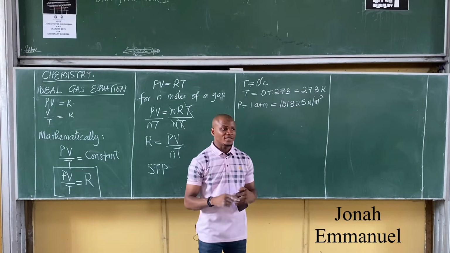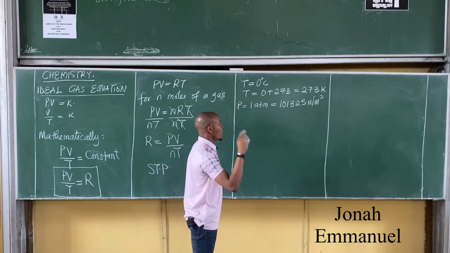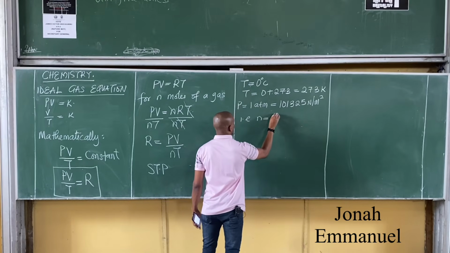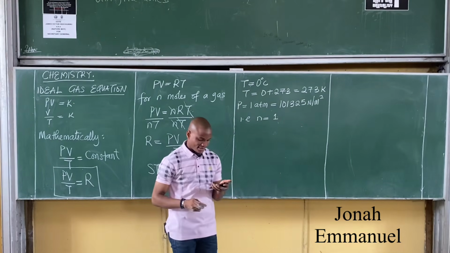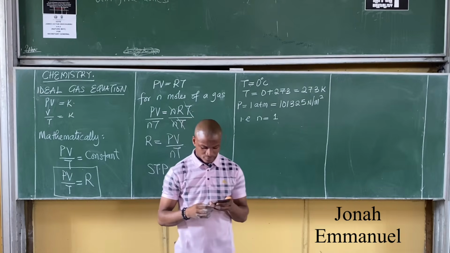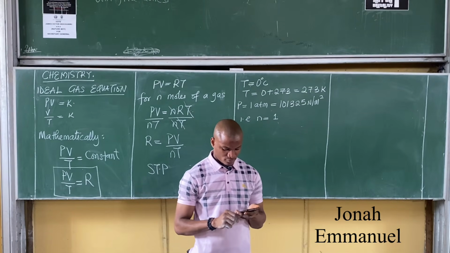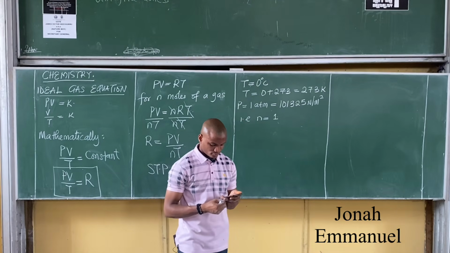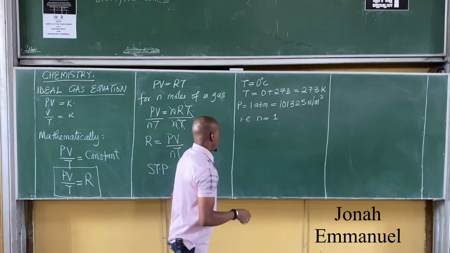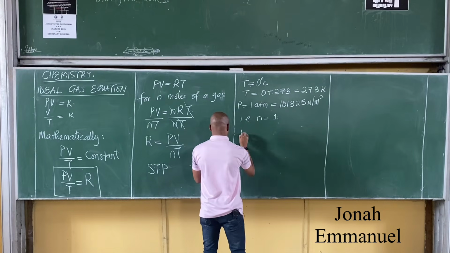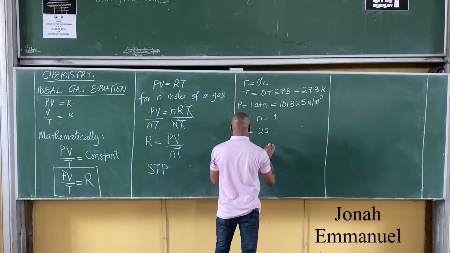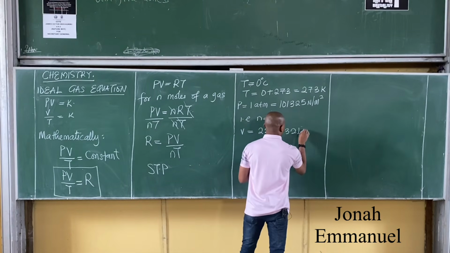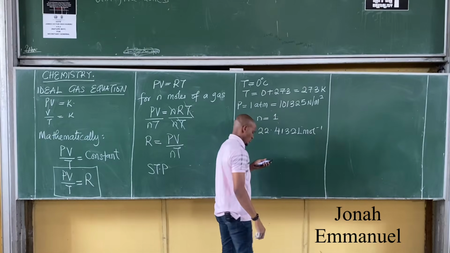Also, for 1 mole of a gas, that is n equal to 1, the volume V is equal to 22.4132 liter per mole.